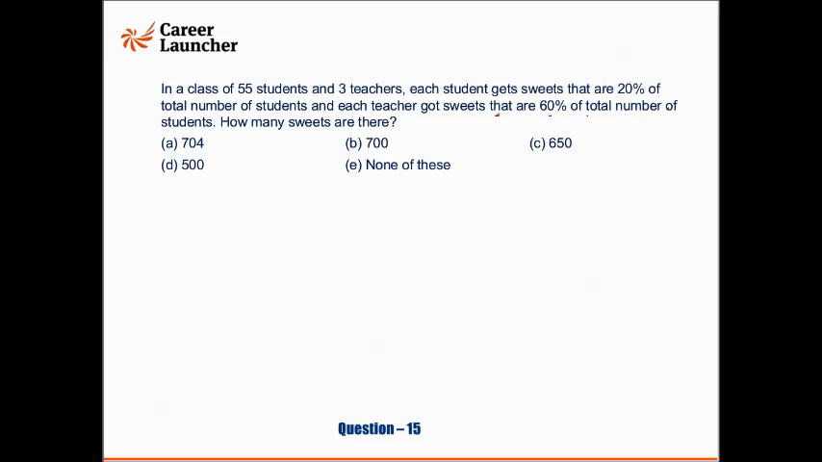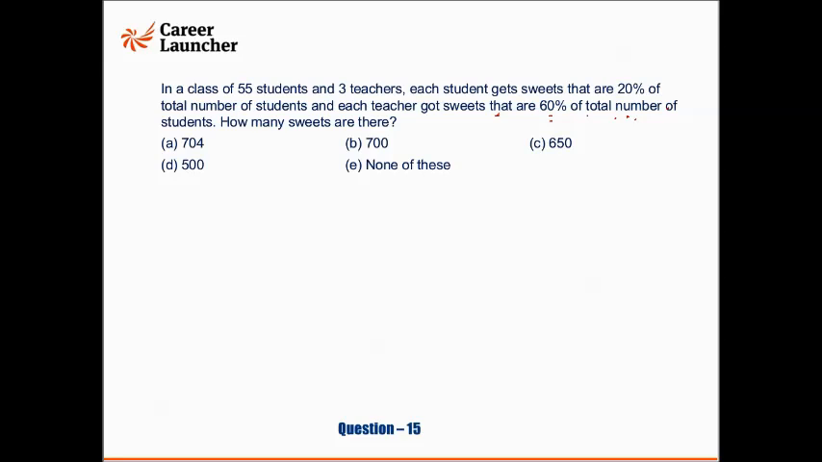And each teacher got sweets that are 60% of the total number of students. 20% is 1/5 of 55, that is 11, and 60% will be 3 times of that, that is 33. So total teachers are 3, so total number of sweets given to the teachers will be equal to 3 times of 33. So when you add both sweets which are distributed to them, you will get the total sweets. Okay, I show you.